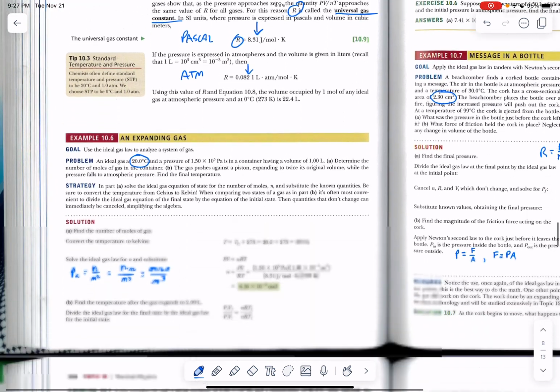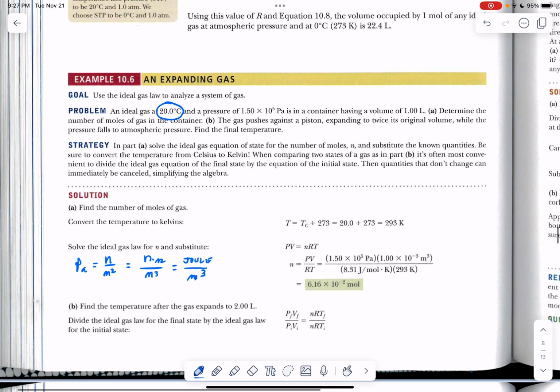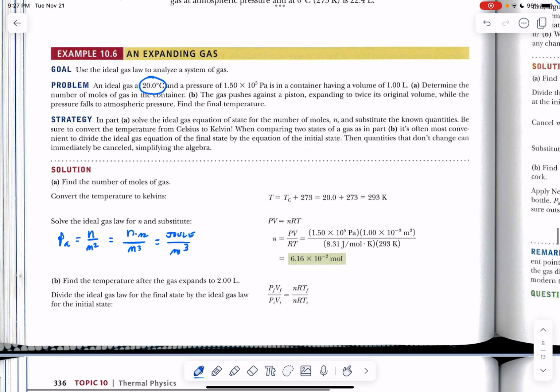Now, let's take a look at some math problems. An ideal gas at 20 degrees Celsius and a pressure of this many pascals in a container having a volume of 1 liter. Notice the reason I circled this is because right off the bat you should say that's degrees Celsius, but we're going to need absolute temperature. We're going to need to have this value of temperature in Kelvin. And that's what you're reminded about right here. So you're going to have to add 273.